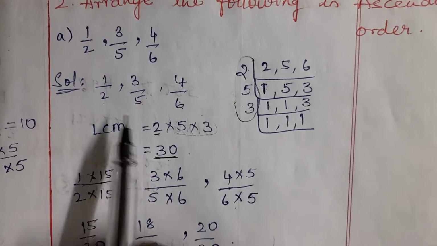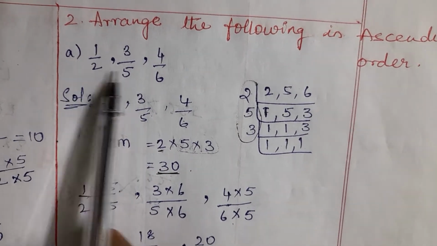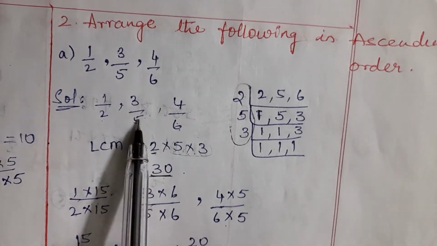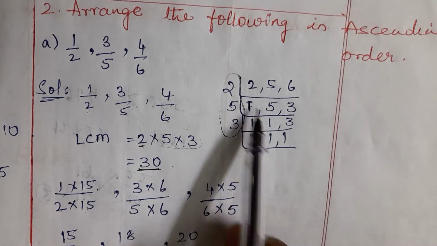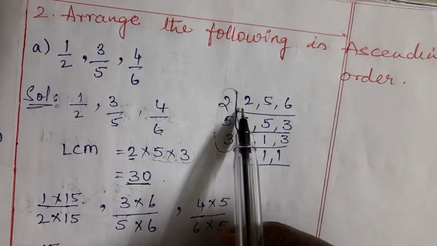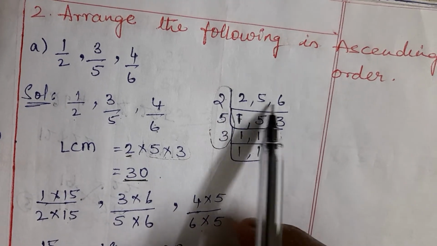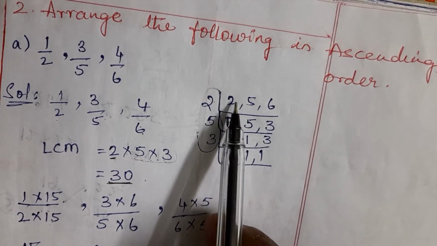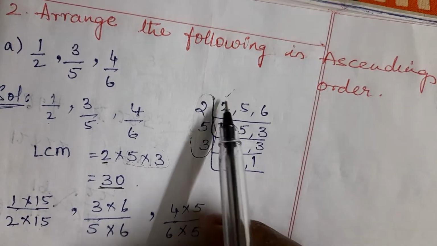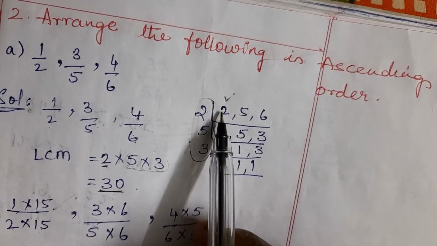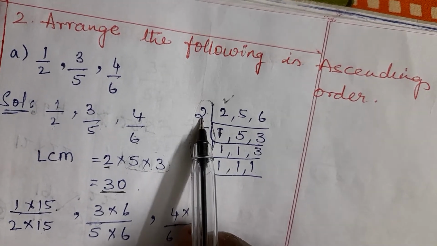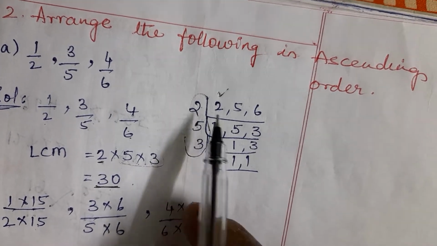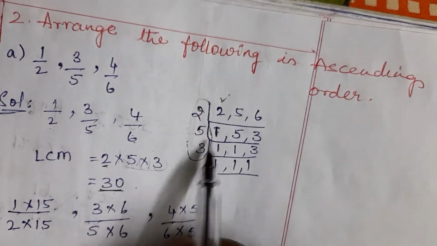So first question is 1 by 2, 3 by 5, 4 by 6. First we will take all the denominators and find the LCM. 2, 5, 6, all the three numbers will not come in the same table. So at least we will check whether any two numbers come in the same table or not. So 2 and 6 will come in two tables. So take two numbers and we will start dividing.